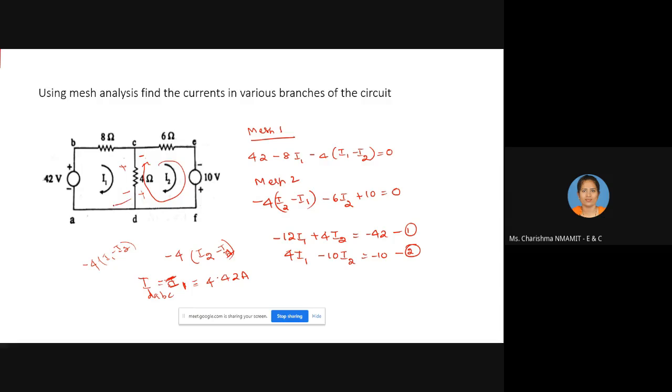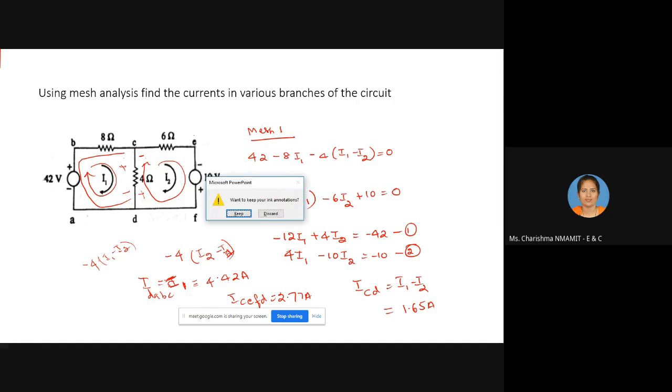The current through this branch D, A, B, C is the same as the mesh current I1. What about the current through C, E, F, D? It is the same as that of I2. I2, how much did you get? It is 2.77 amps. What is the current through this CD? This branch is common to both the meshes, so it is I1 minus I2. That is nothing but 1.65 amps.